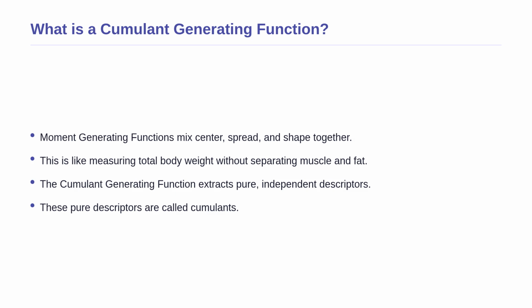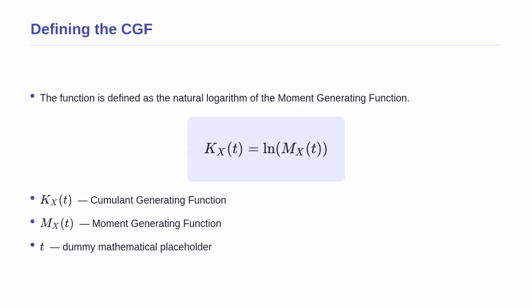Now that we understand what a cumulant generating function is conceptually, let us look at its formal mathematical definition. The formula is beautifully simple. The cumulant generating function, denoted by a capital K, is defined as the natural logarithm of the moment generating function. Why a logarithm? Because logarithms magically turn complex multiplication into simple addition, which simplifies our mathematics tremendously.